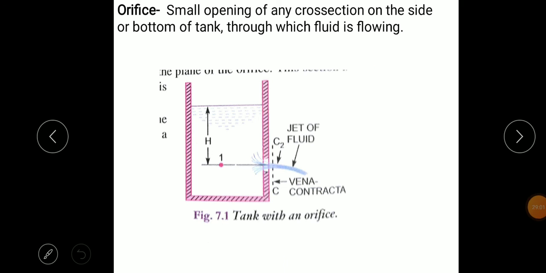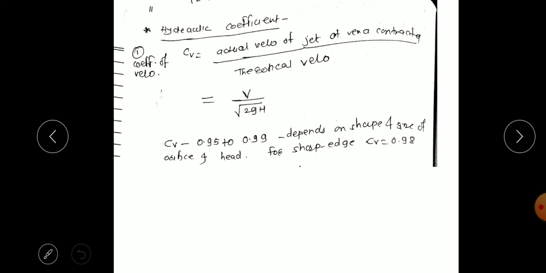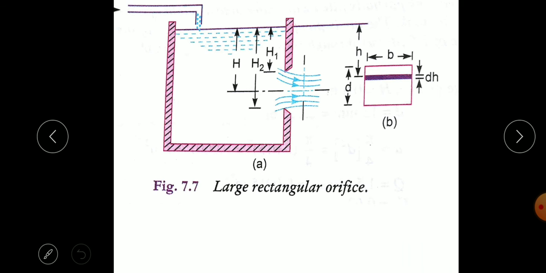In the next class we will consider the orifice and the different types of orifice. There are a few terms that will be covered in the next class.